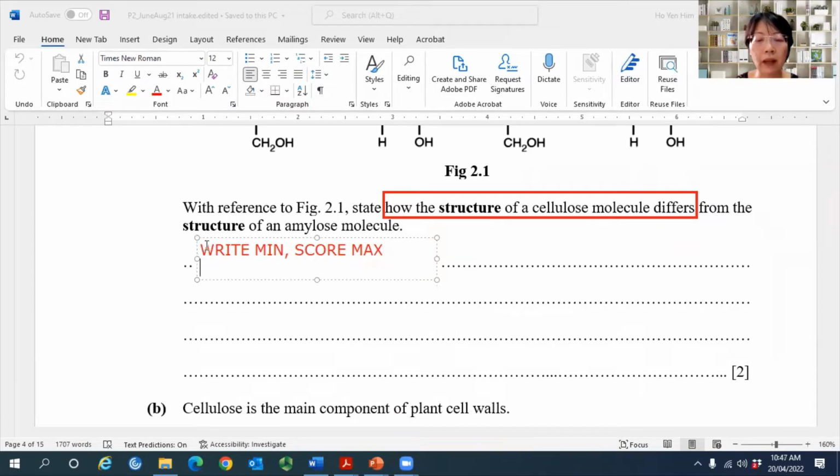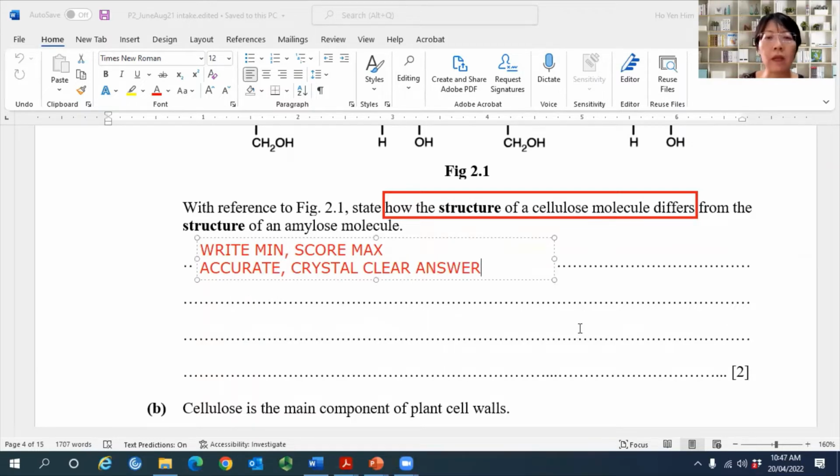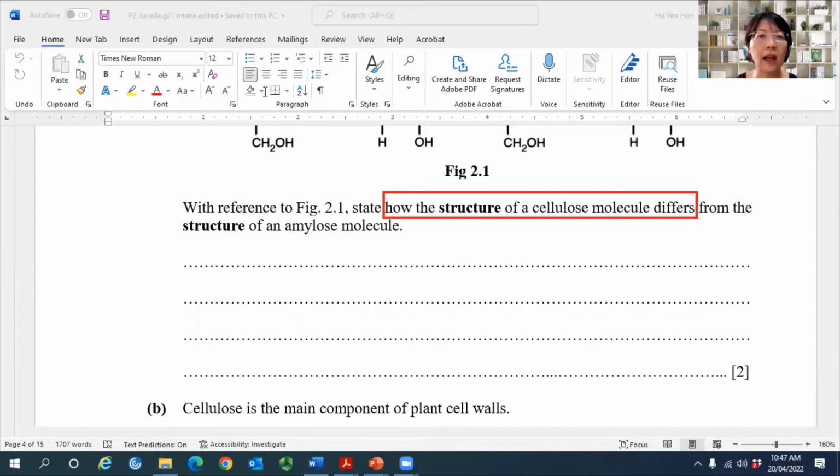And then how to score full marks? Give an accurate, crystal clear answer. So these are only the two things you need to take care of. Write minimum, score maximum. Answer only the question, with a right answer that's accurate and crystal clear. That's all. Then you will score the full marks, and you score 90 and above. So let's talk about cellulose.